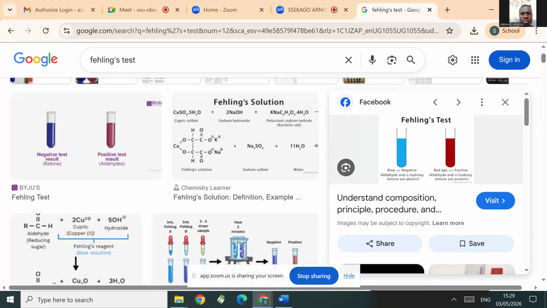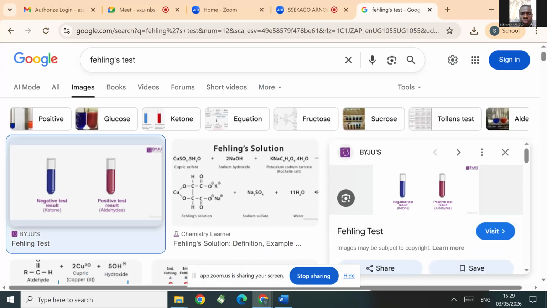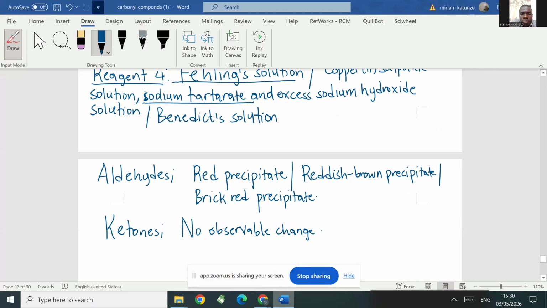So the positive test for aldehydes is a reddish brown precipitate, brick red. And that brick red precipitate is of copper 1 oxide. So what is the equation?